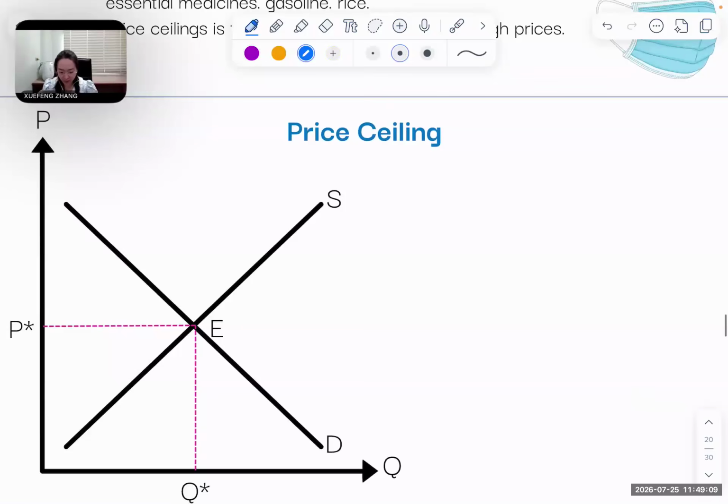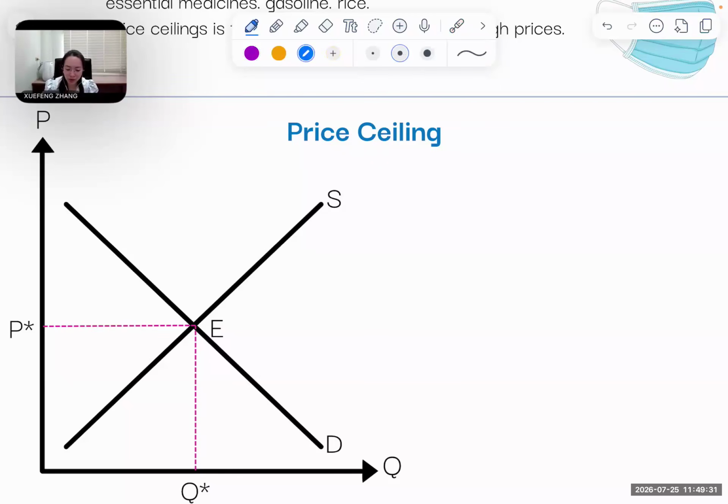Okay, here is the graph. Remember, we have the supply curve, demand curve, and the equilibrium, right? We have the equilibrium price, which is P star, and the equilibrium quantity, which is Q star. So what is the price ceiling? It's below the equilibrium price, right?